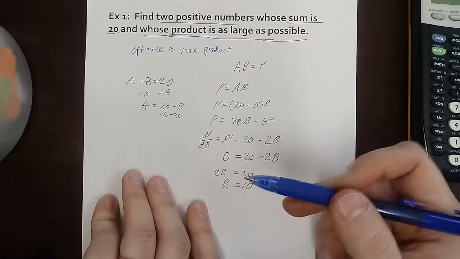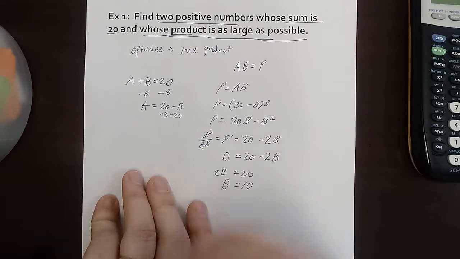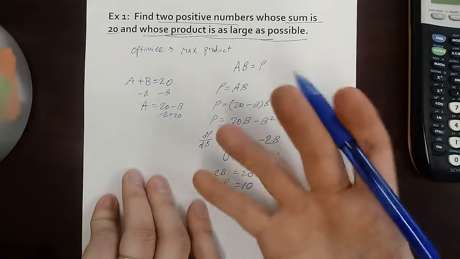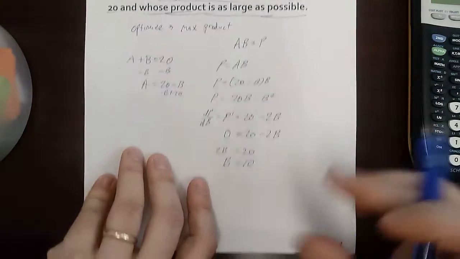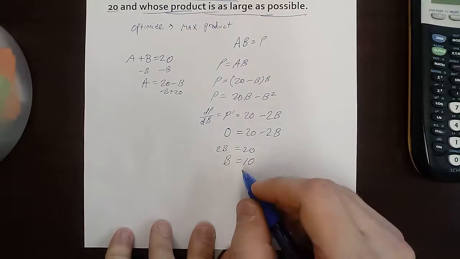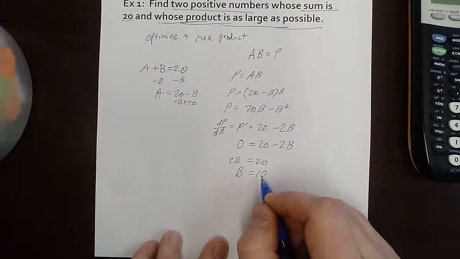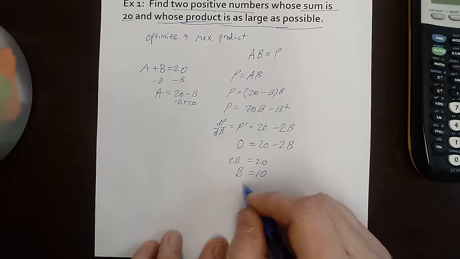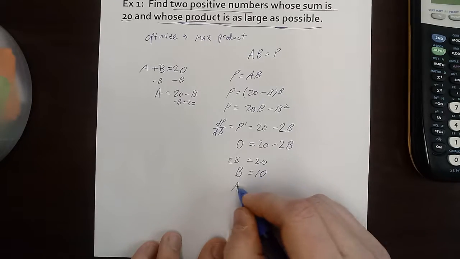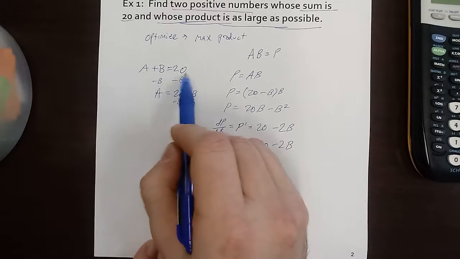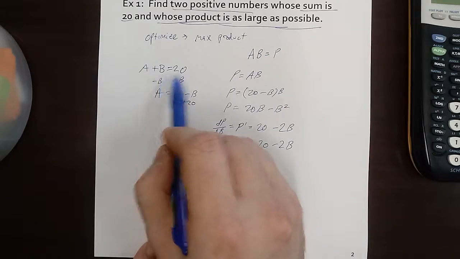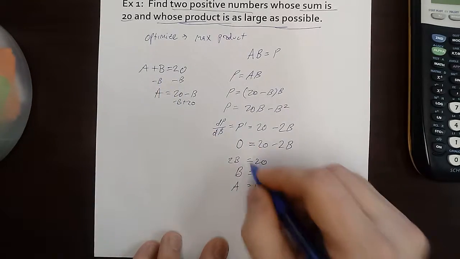Rarely are we going to run across something where we actually have to test, but just for the sake of argument here, I'm going to show my test. So, wait, it says find two positive numbers. I only found B. I need to go back and find A. So if B is 10, then A is going to equal, I know A plus B is 20, so A plus 10 is 20, so A is also 10.